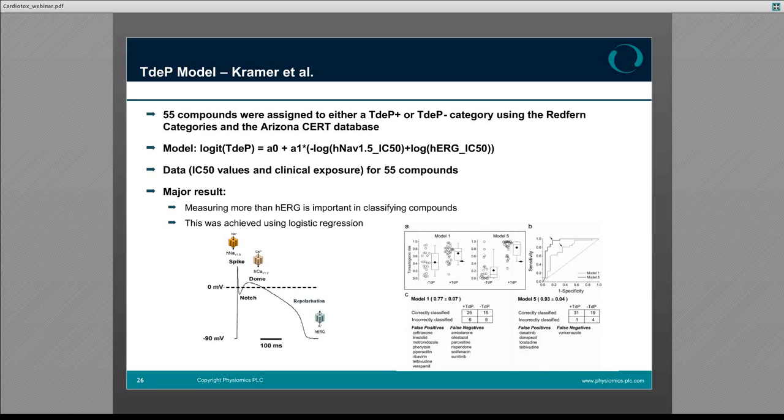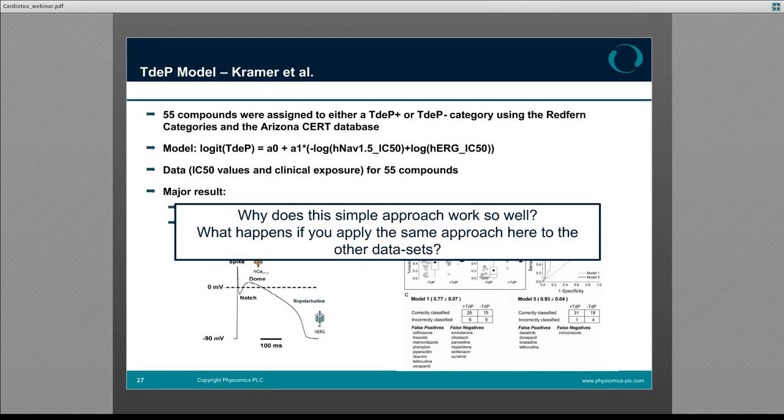And this highlights the differences, as you might have seen, from the previous paper, where they suggested you need a really large and complex model to make predictions. And here the people are saying, well, actually, you can get away with something really simple, and it works just as well, if not better, than the more complex model. So questions we should be asking ourselves right now are, why does this simple approach work so well? And what happens if you apply this approach to all those other data sets? We talked before, but the other three models involved large ODE mechanistic models. So what would happen if I were to take this simple logistic regression approach and apply it to those data sets? Would it work just as well?